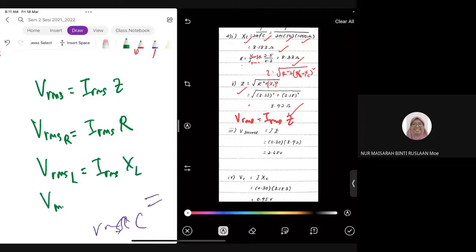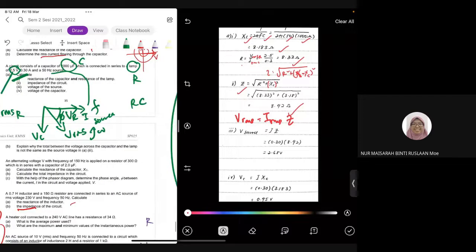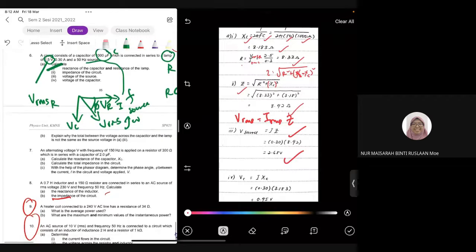V RMS C, I RMS XC. So dia tengok kepada mana yang ni. So kalau boleh buat macam ni, bentuk yang macam ni lah. Tapi nak buat resource ni pun boleh lah sebab you guna IZ. Okay, dia faham lah. So 0.3 you darab dengan 8.92 the Z that you get lah. So you get 2.68. Okay, soalan number 4, they ask you to find voltage of the capacitor.